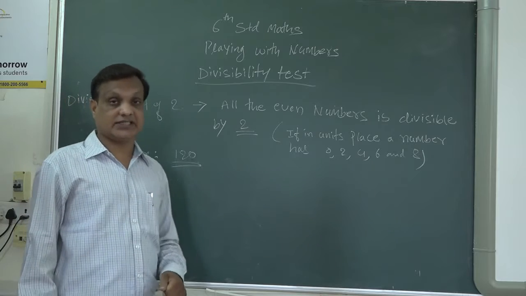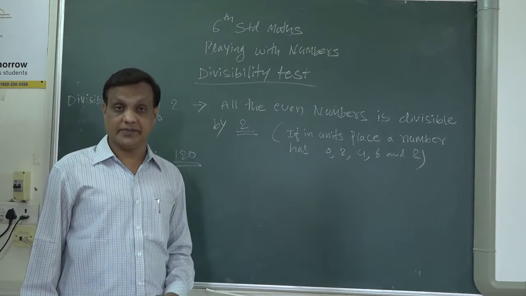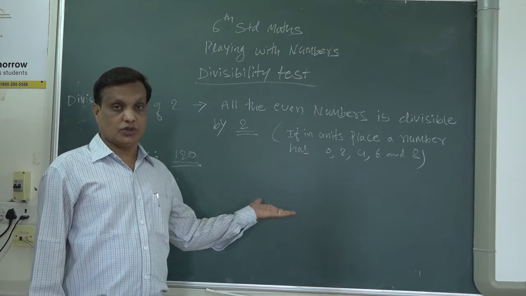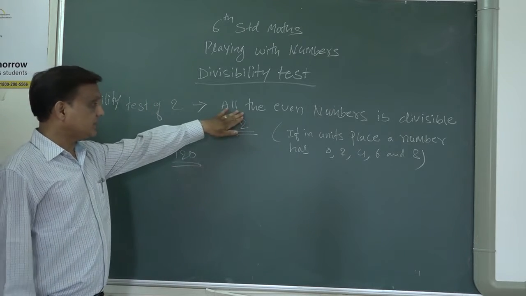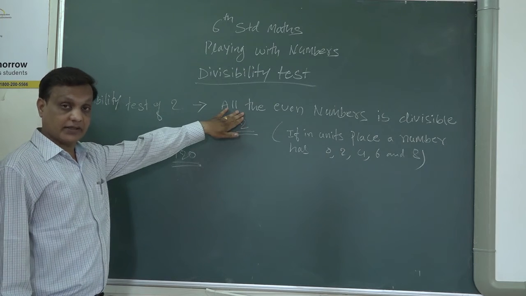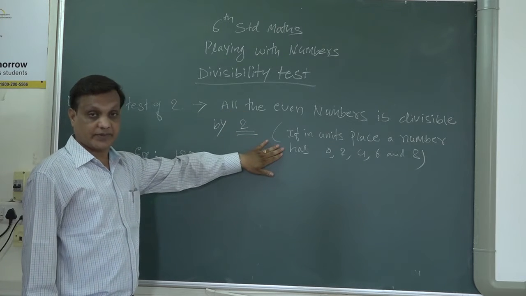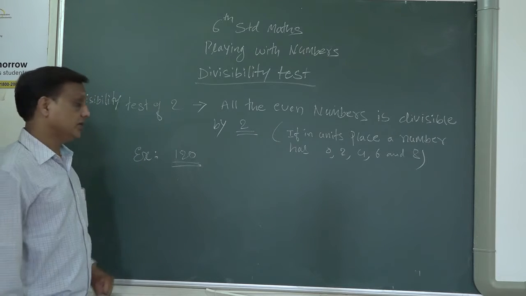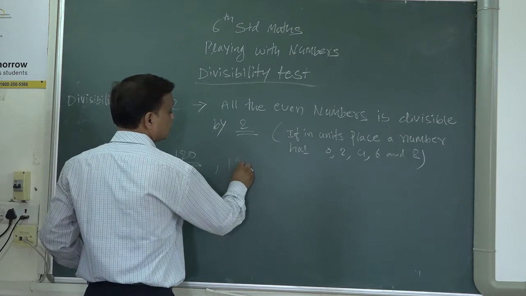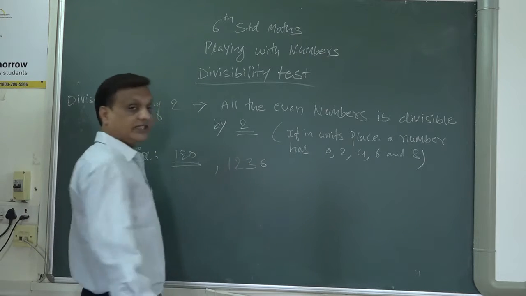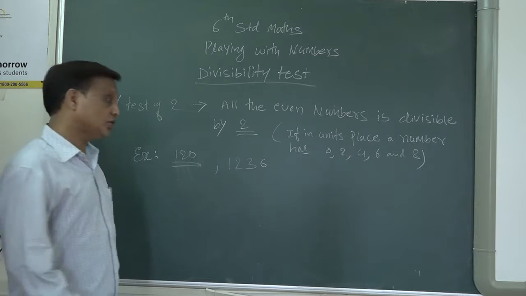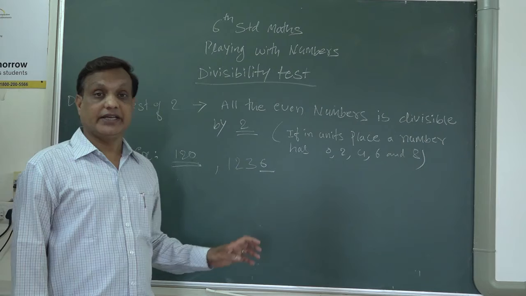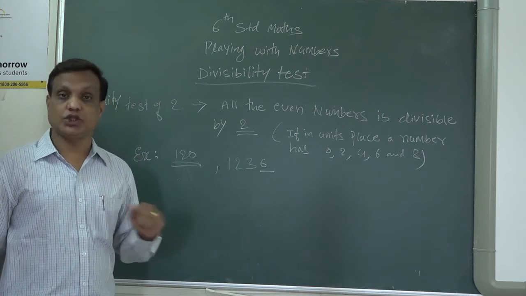So the divisibility test helps us to find whether a given number is exactly divisible by 2. How to come to know? By this definition you can remember, or in this way you can remember. In any way you can remember, and you have to find out whether this number is divisible by 2 or not. One more example I am taking. 1236 is an even number. Yes, it is an even number. Also in the unit place there is the number 6. So that means this is divisible by 2.